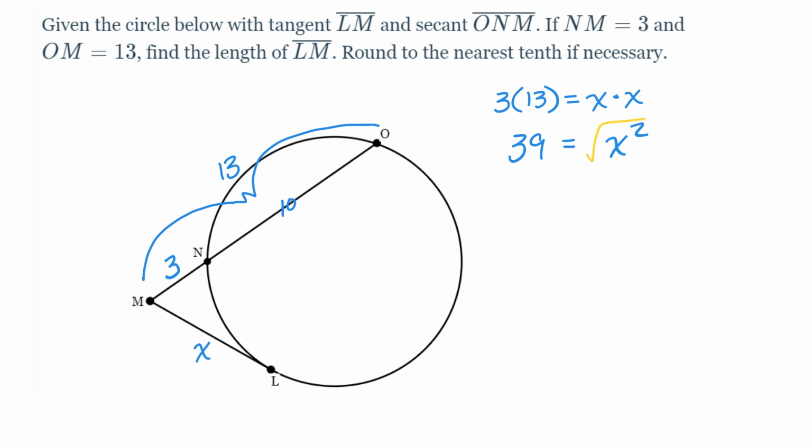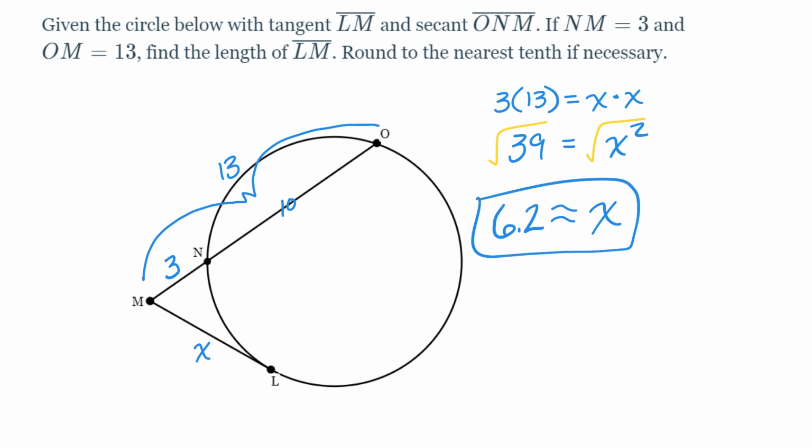We then have to square root to get rid of the squared. And the square root of 39, this one is an approximation, so we're going to have to put our sign here, is approximately 6.244, a value that does not round up. So it would just be 6.2.